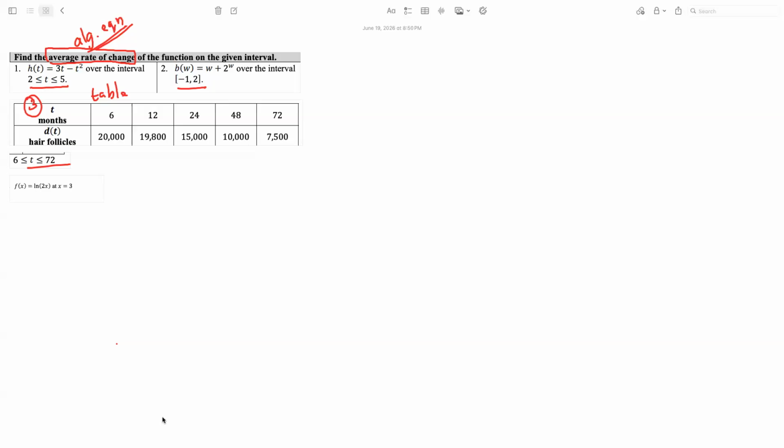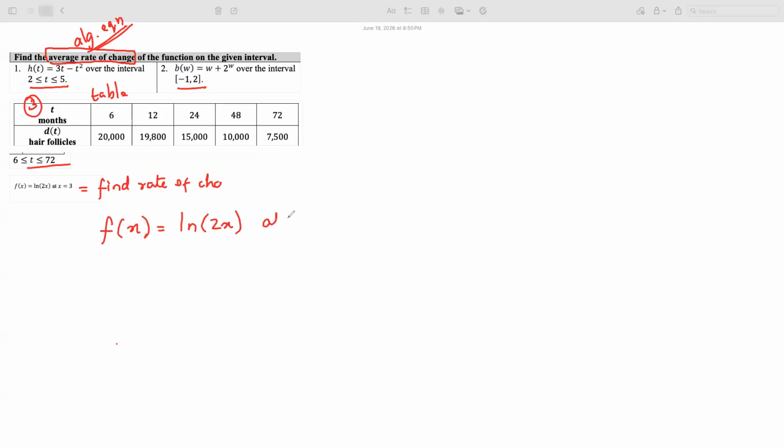How about this? There's a problem on the board. F of x equal to ln 2x at x equal to 3. So you have to find the rate of change at that point. Can you make that bigger? Yes, absolutely. I can write it down. F of x equal to ln 2x at x equal to 3. Is that okay? Yes. Okay, ma. Find the rate of change at point x equal to 3.